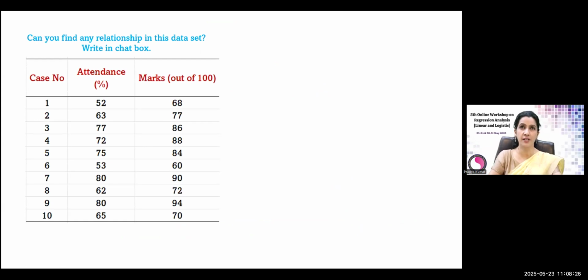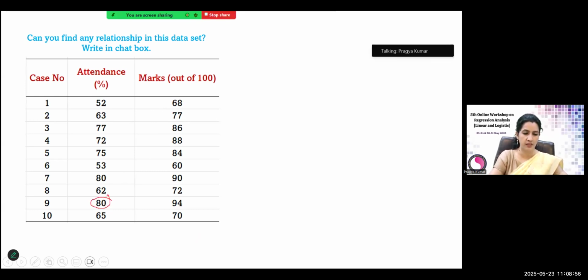Again, can you find any relationship in this data set? Yes. There are 10 cases, and these are the data of 10 students. They have a percentage of attendance, and marks obtained out of 100. If you see, 52% attendance is getting 68, 63% getting 77. Similarly, at a high percentage, let's say 80%, the marks is 94. So can you write what is the relationship between the attendance and the marks obtained?